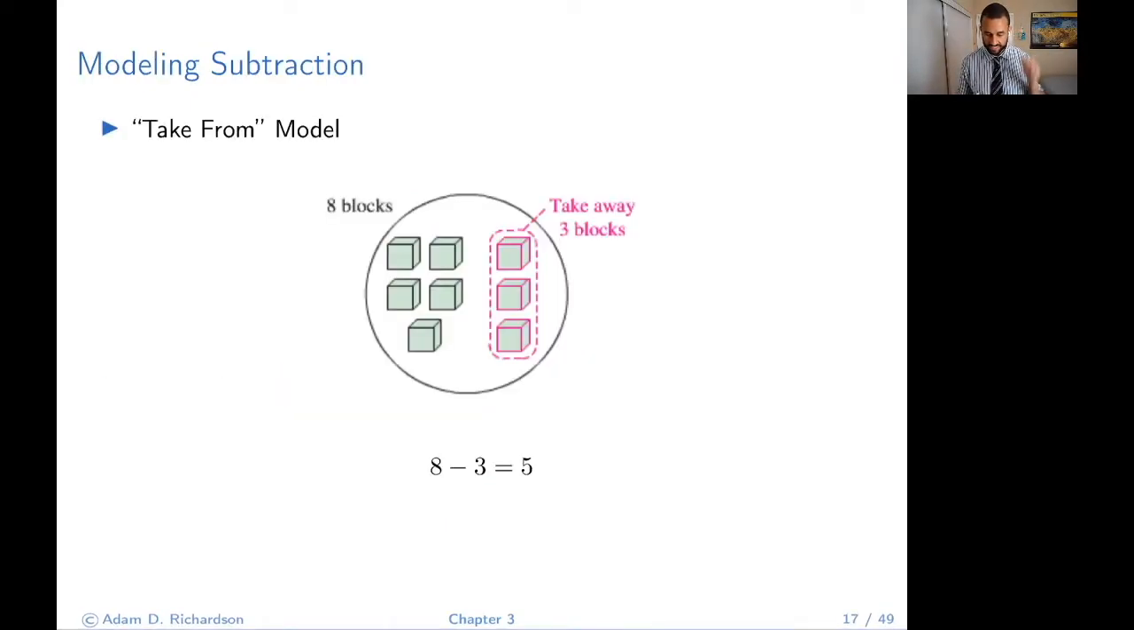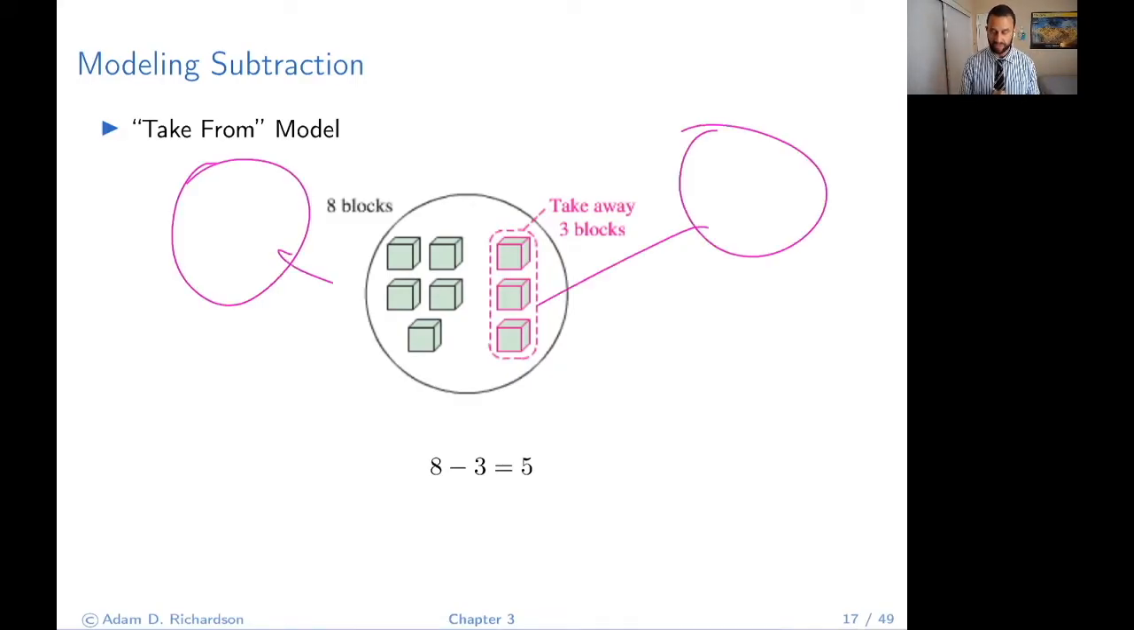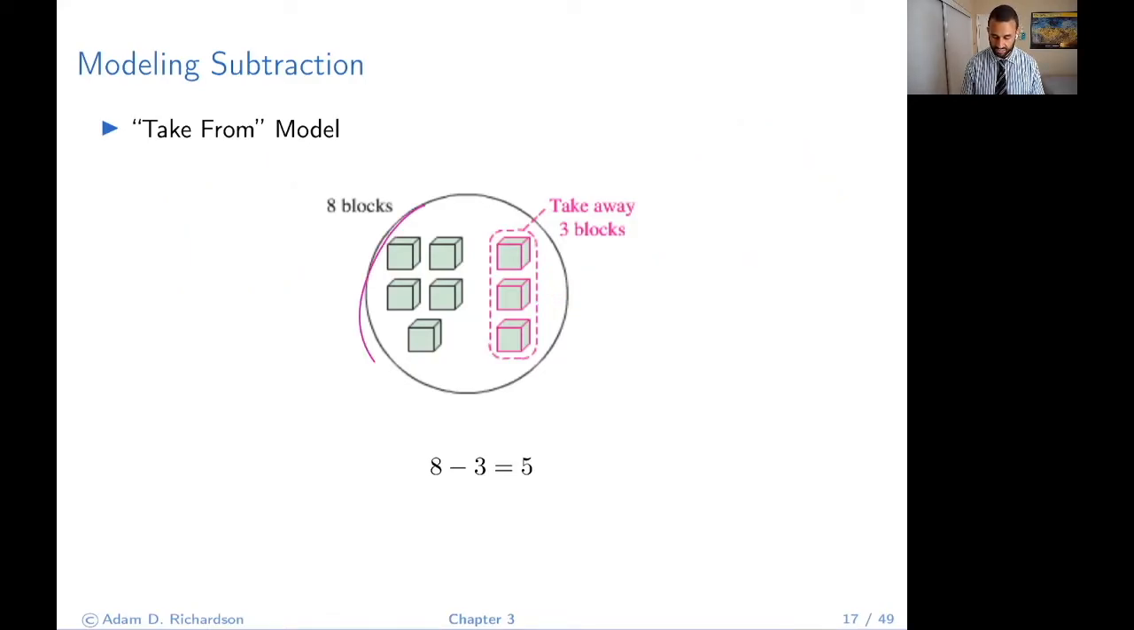So that's it for addition. Now let's talk about subtraction. So this is the take from model. And this is, in my opinion, the most important model for students to have. Notice that there's a difference between the set model for addition, right? We're not starting with two separate quantities and then combining them. It's not that way anymore. We're doing subtraction. We're starting with a single quantity and we're going to take something away. That's the difference. That's the take from model.